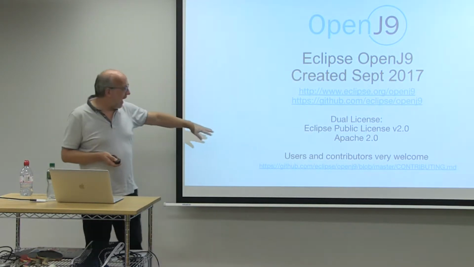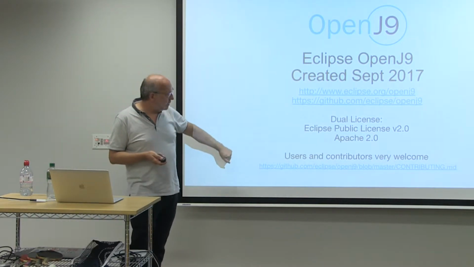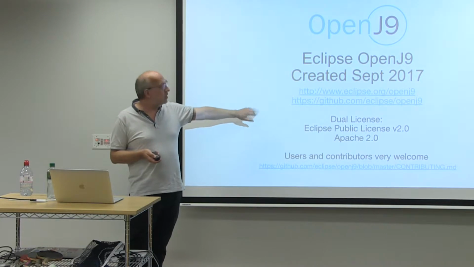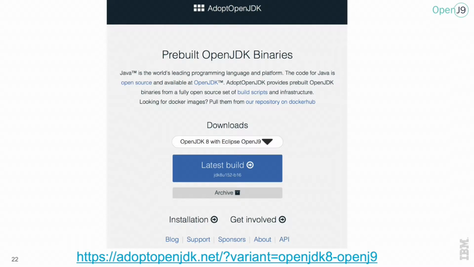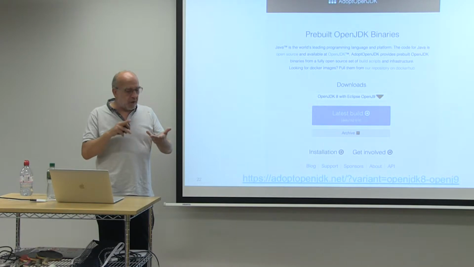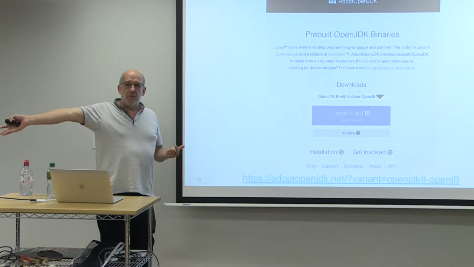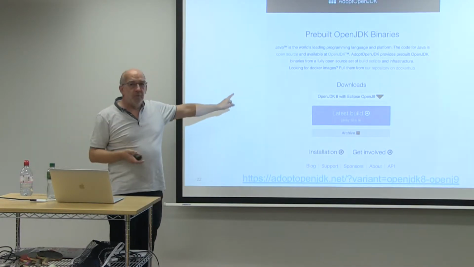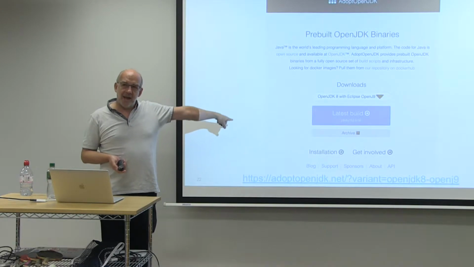Dual licensed if you care. Eclipse and Apache, so no GPL other than what's in OpenJDK. You can get this from Eclipse. You can download it from Adopt. So if you want a Java 8 or a Java 9 or a Java 10 or a Java 11 or a Java 12, whatever, in binary form, you can come to Adopt and get it. And if you want it with Hotspot or with OpenJ9, you can get it.